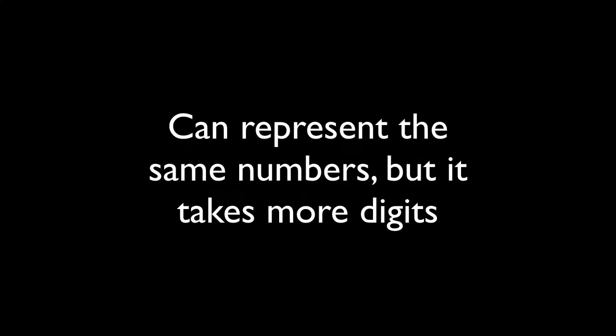All right, so we can represent the same numbers, but it takes more digits. So binary numbers have their own terms. When we talk about binary numbers, we have terms for the pieces of the number and the structure of the number depending on how big it gets. Each binary digit is called a bit. A bit is a 0 or a 1. Computers work on bits. 8 bits is called a byte, B-Y-T-E, sometimes referred to as an octet.